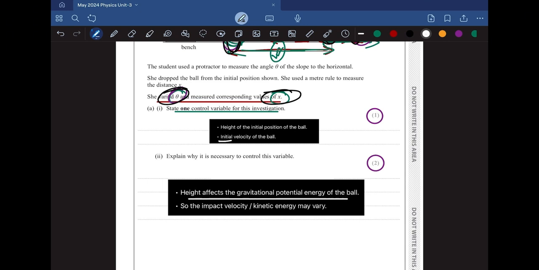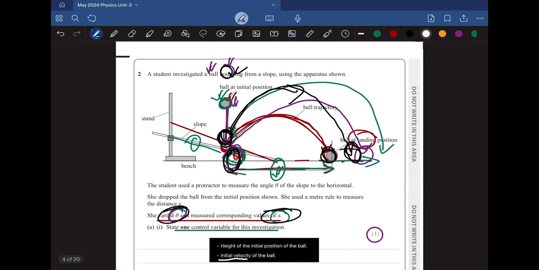And why did we have to keep the initial velocity same? Because the impact velocity or the kinetic energy may vary if we don't keep the height the same. The same thing that I have said, that if you increase the height, it will impact with the slope with a greater kinetic energy or with a greater velocity than it should be.